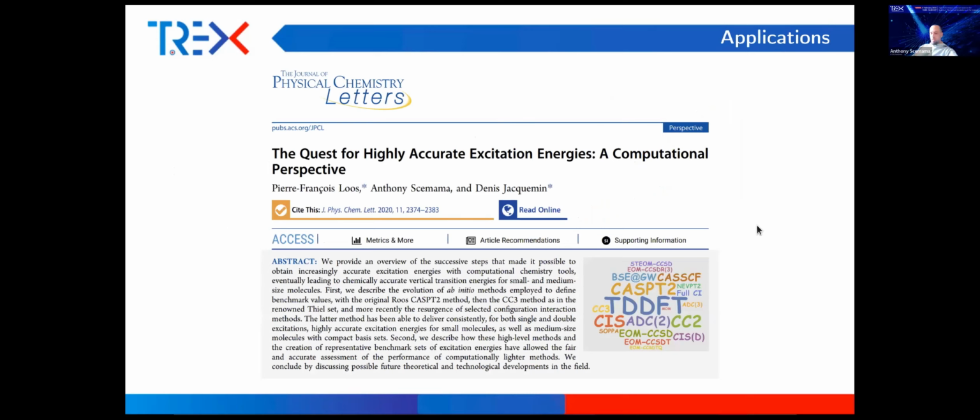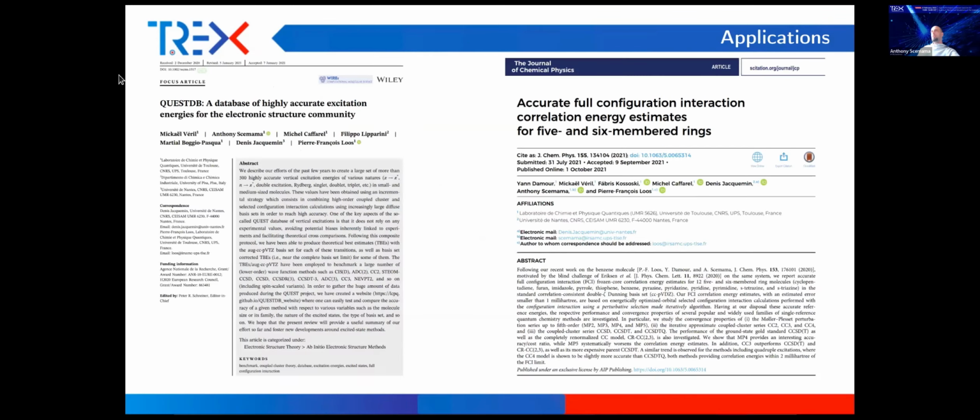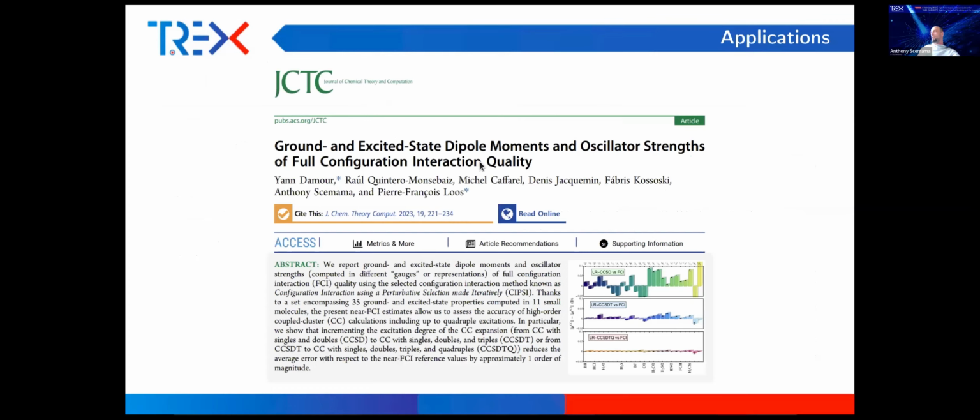Typically the applications we do are to make benchmarks, to provide benchmark values for some systems, so that people who develop approximate methods know what number they should obtain. Here we have done calculations for excitation energies, a large benchmark, where we have also given this QUESTDB, a database of excitation energies, also correlation energies for 5- and 6-member rings, and now we're also providing some full CI quality properties.